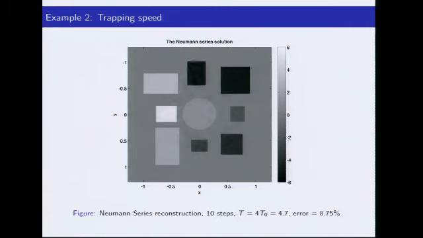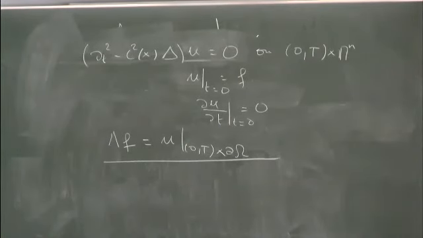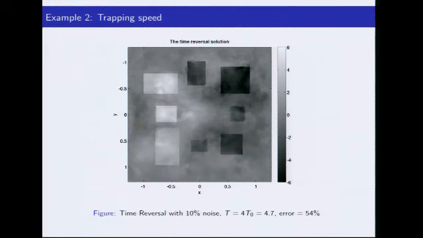This is the Neumann series reconstruction after 10 steps. This is the Neumann series reconstruction with 10% noise, 15 steps. And this is the time reversal reconstruction. And with 10% noise, it's much worse.